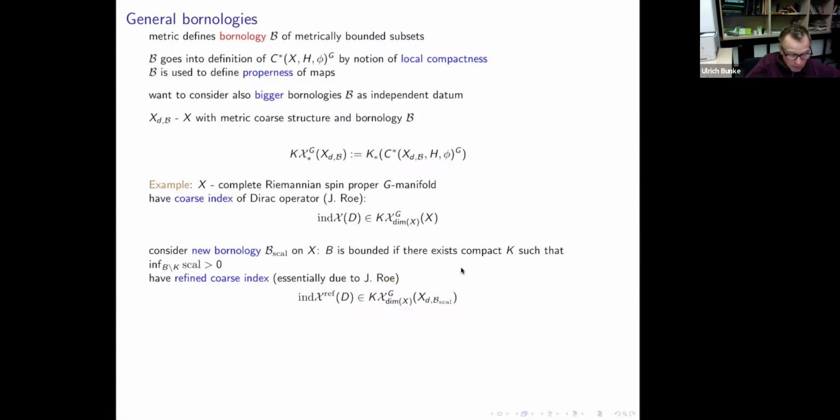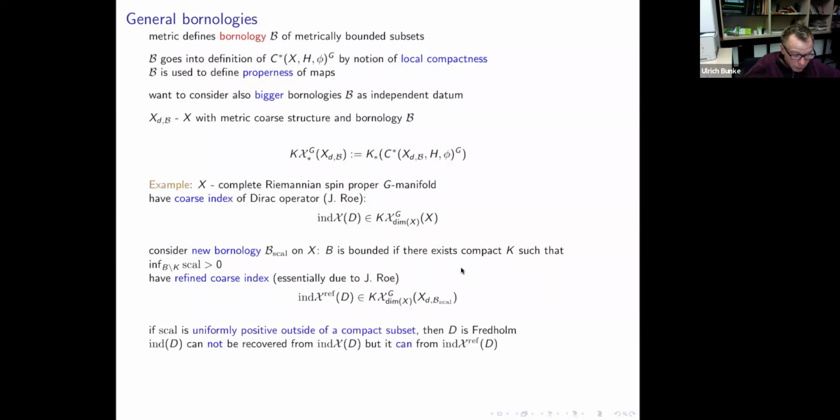So why is this good? Assume that the scalar curvature is uniformly positive outside of a compact subset. Then the Dirac operator is Fredholm. And the bornology, of course, is everything. The bornology is the maximal bornology. All subsets are bounded. In this case, the Dirac operator is Fredholm, but this Fredholm index cannot be recovered from the coarse index. So the coarse index loses the information about the Fredholm index, but it can be recovered from the refined index. How?